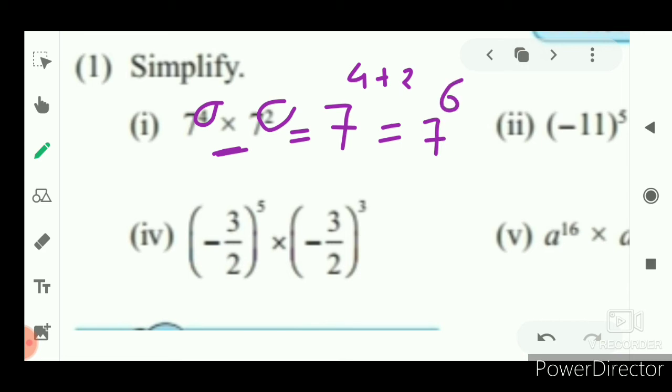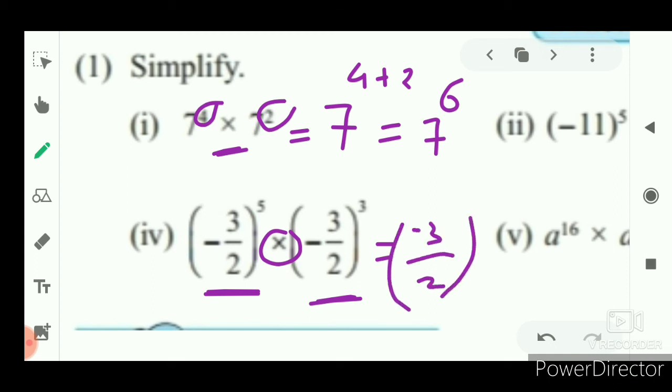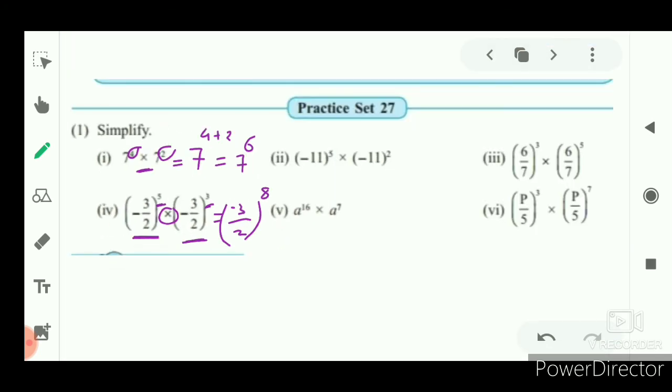Okay, see this question. Minus 3 by 2 raised to the power 5 into minus 3 by 2 raised to power 3. Here also the bases are minus 3 by 2 and minus 3 by 2, that is same, and in between there is multiplication. So in the multiplication of indices, we write the base constant, base same, minus 3 by 2, and we write the addition of powers, addition of 5 and 3, it will give 8. Clear? Now let's see question number 2.